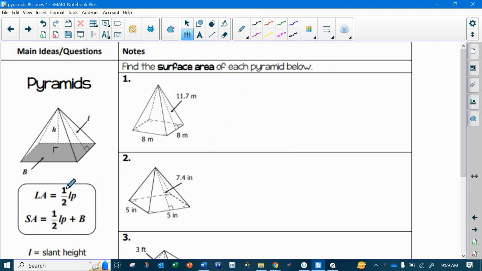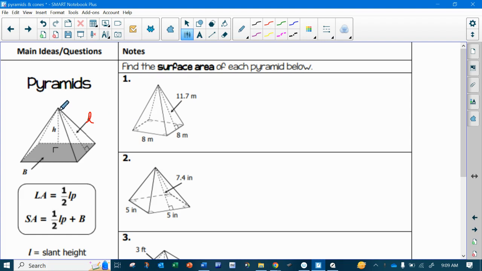Okay. So first we have 1/2 LP. L is this distance right here. I'm making it a cursive L. That's for your slant height. That is not the length. Okay. That is not length. So make sure that you understand that variables are going to mean different things in different situations.